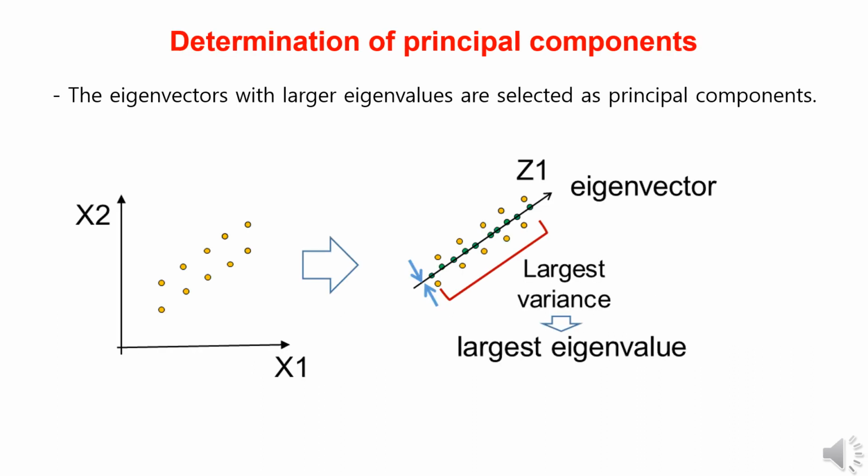In summary, principal component analysis selects the principal components as the axes for dimensionality reduction, based on the axis that exhibits the largest variance in the data. This large variance is represented by the eigenvalues, and the eigenvectors associated with the largest eigenvalues are selected as the principal components. As shown in this illustration, Z1, which corresponds to the largest eigenvalue, becomes the principal component, suggesting that 2 dimensions are reduced to 1 dimension. In the next video, we will explore what kind of results we can obtain from PCA and learn how to implement PCA in coding.